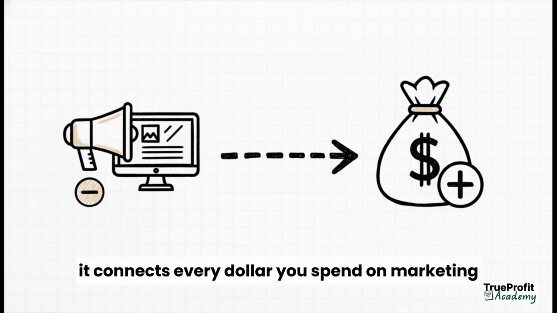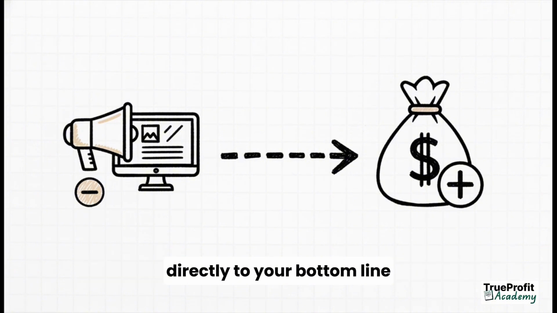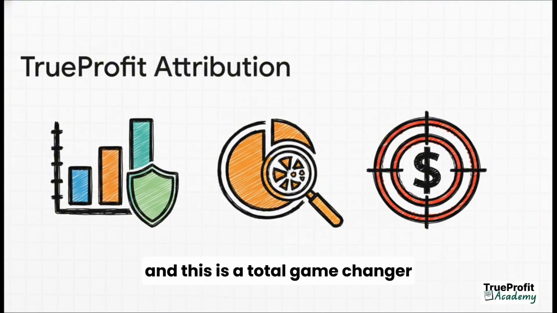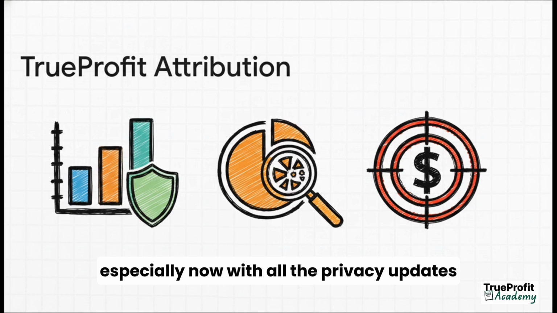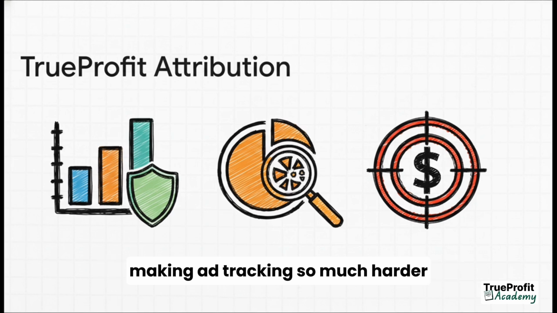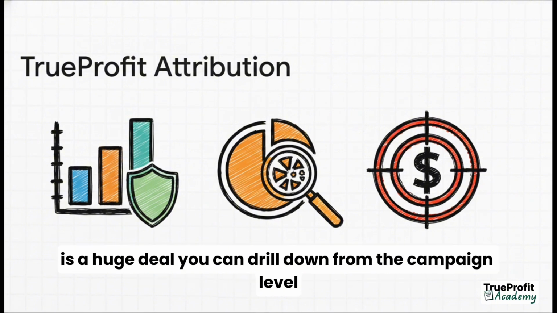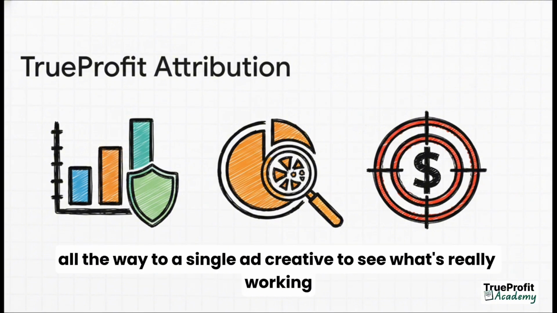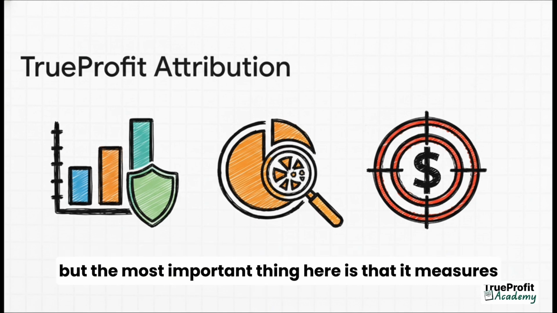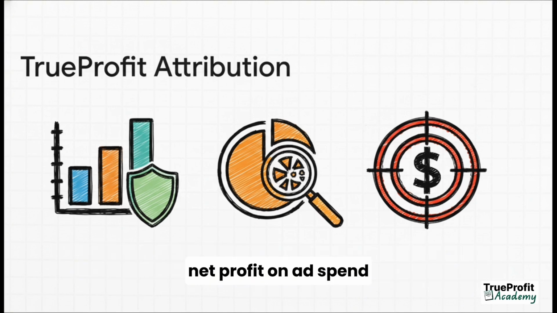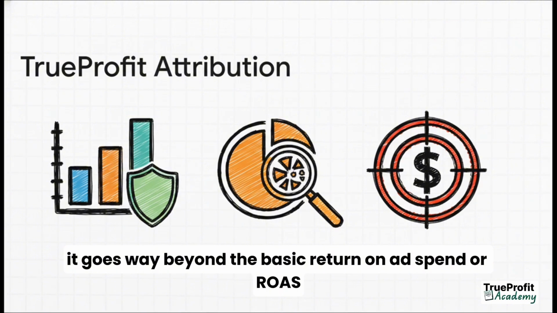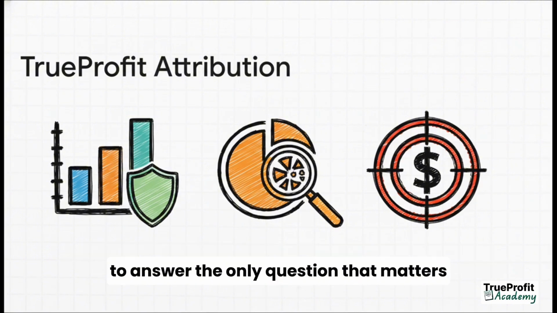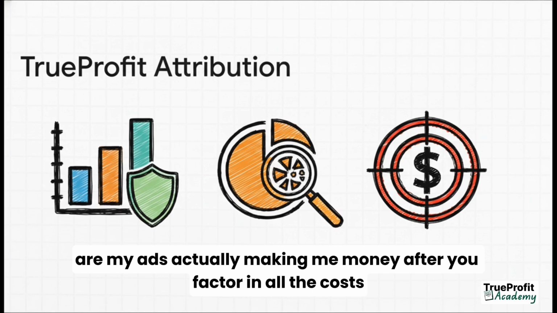It connects every dollar you spend on marketing directly to your bottom line. And this is a total game changer, especially now. With all the privacy updates making ad tracking so much harder, having data you can actually trust is a huge deal. You can drill down from the campaign level all the way to a single ad creative to see what's really working. But the most important thing here is that it measures net profit on ad spend. It goes way beyond the basic return on ad spend, or ROAS, to answer the only question that matters. Are my ads actually making me money after you factor in all the costs?